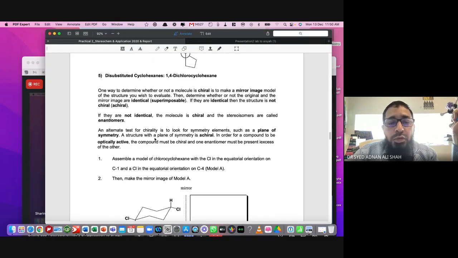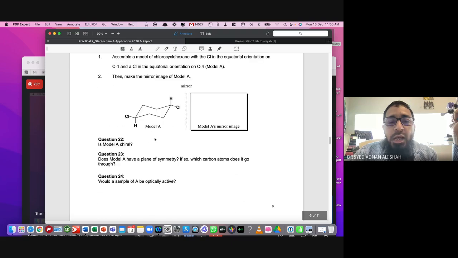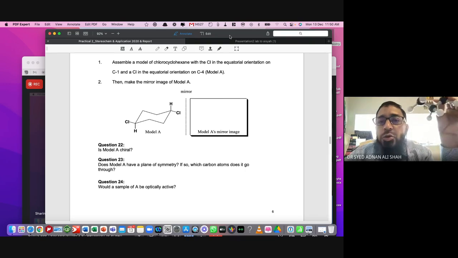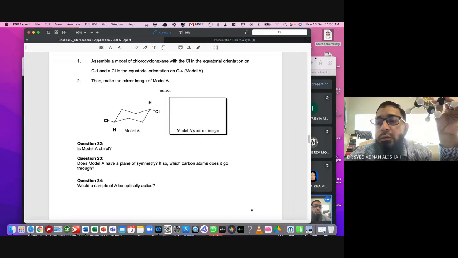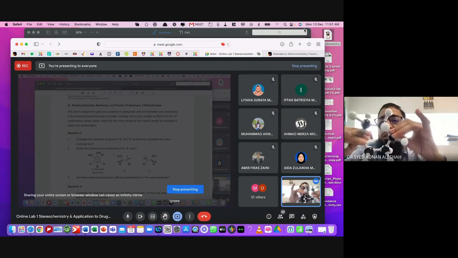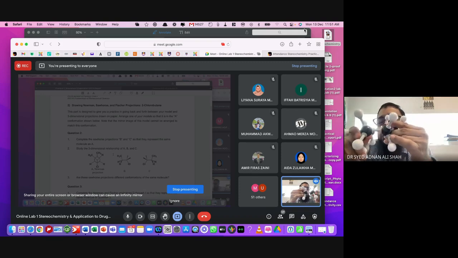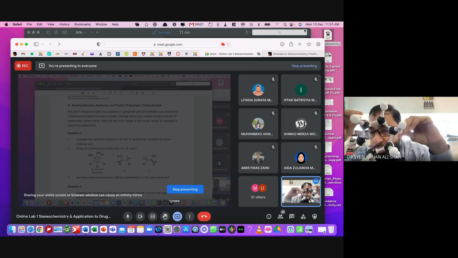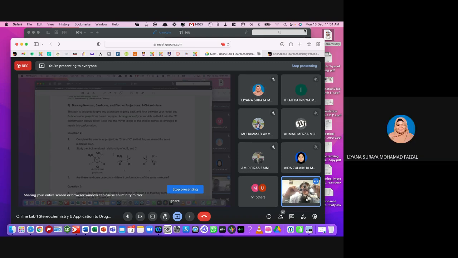Now we come to the example, which is the cyclohexane example. So I show you the cyclohexane molecule. This one is cyclohexane. Are you able to see cyclohexane? Right, this is cyclohexane. Can you see? Yes.